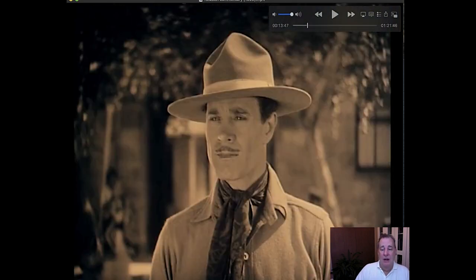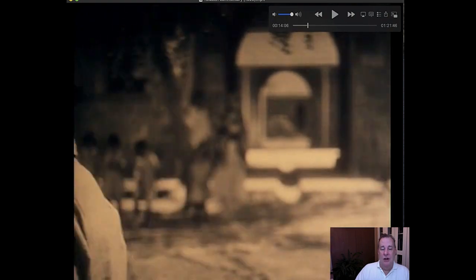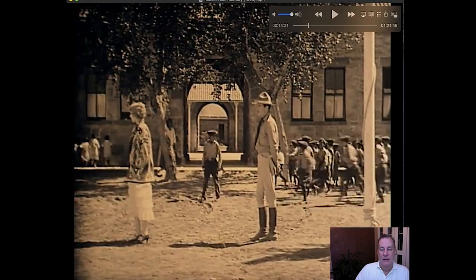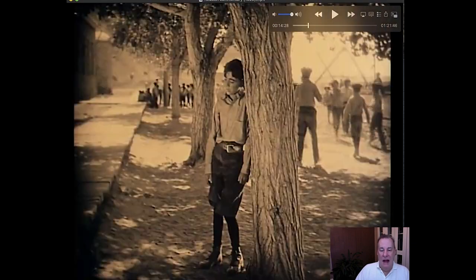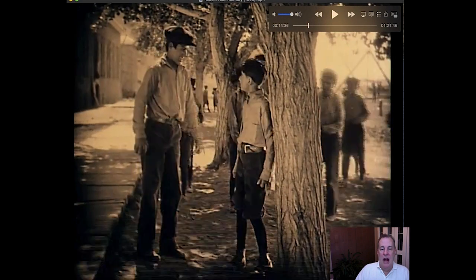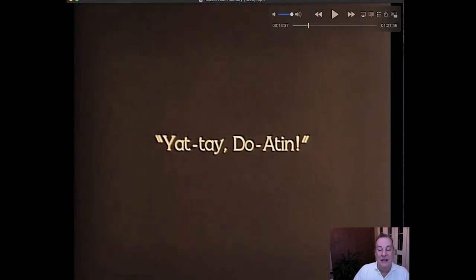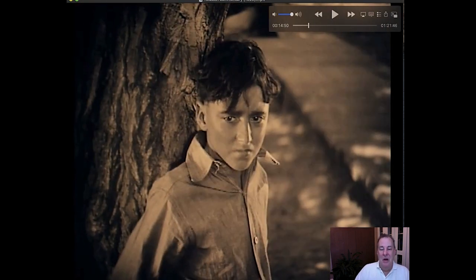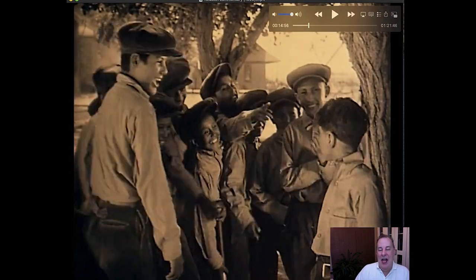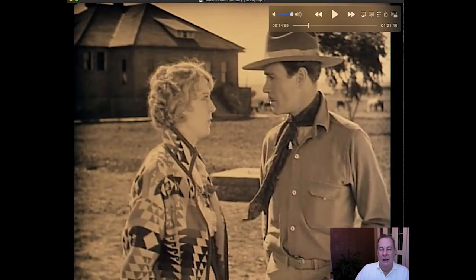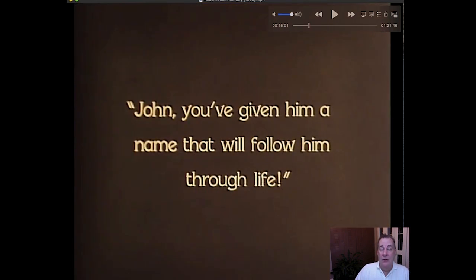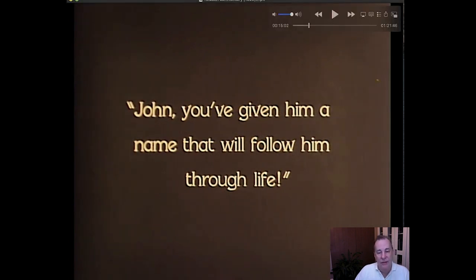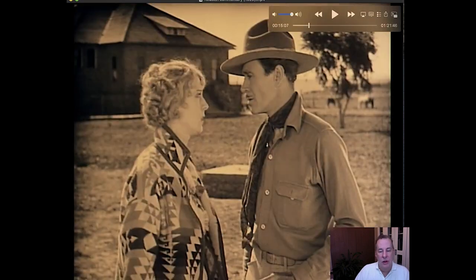Okay, and here now he salutes the flag, and it's just heartbreaking the way that he was broken. And not only is it bad for the little guy, the chief's son, because now they're saying Do atin. Do atin means whipped one. And there's Do atin, hidoine. And she's right. She says, "John, you've given him a name that's going to follow him throughout his life. This is a terrible thing that you've done, John."